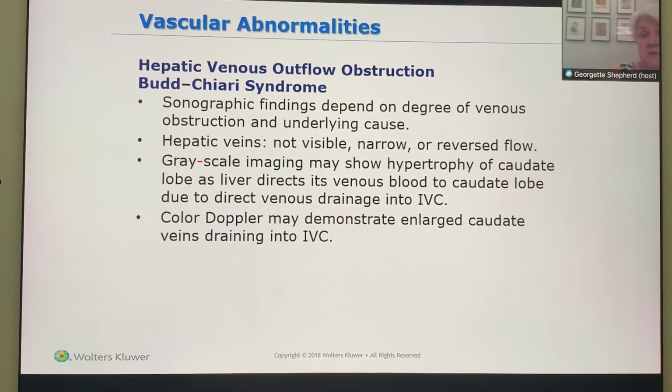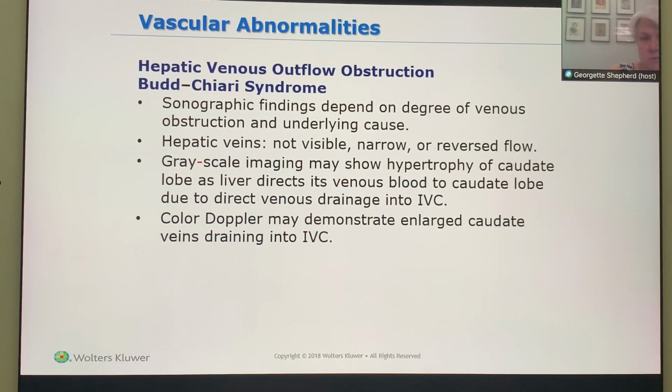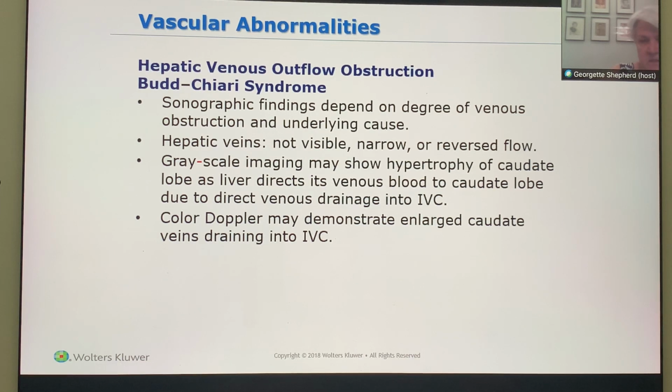Power color is not directional. Regular color is directional. You have to have directional color for the hepatic veins. A normal hepatic vein is hepatofugal because it's leaving the liver and it's going to the IVC.